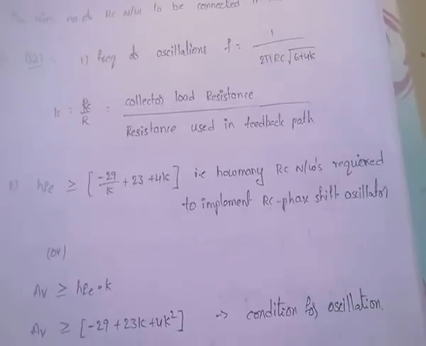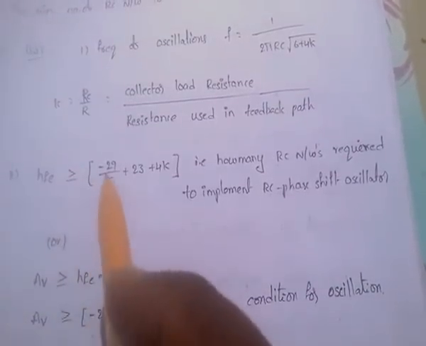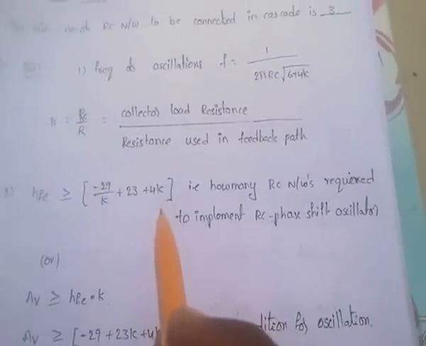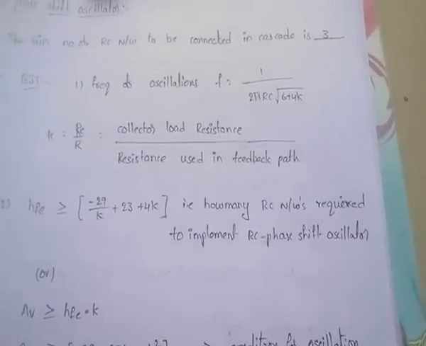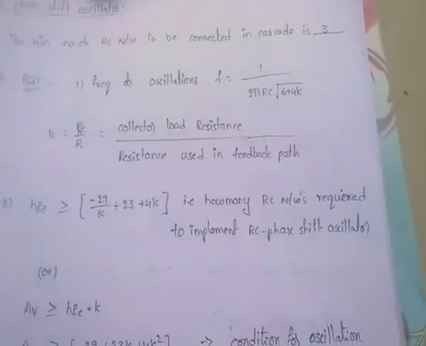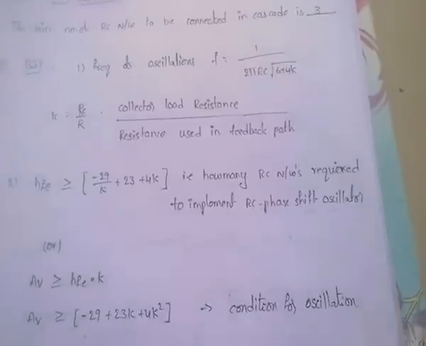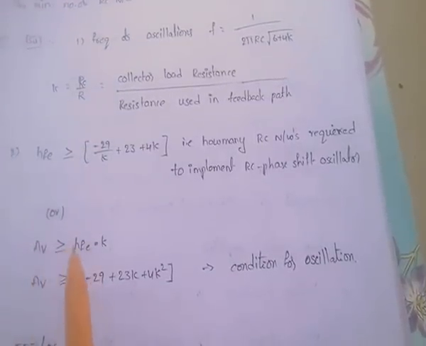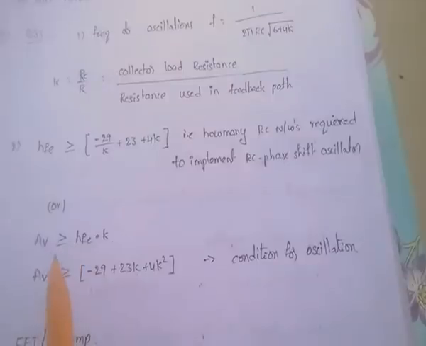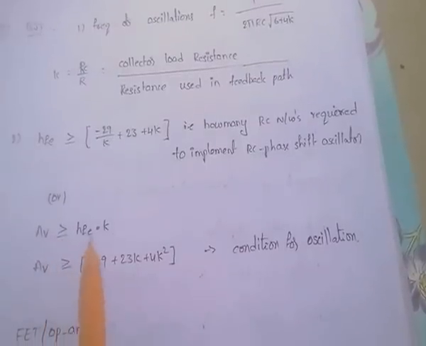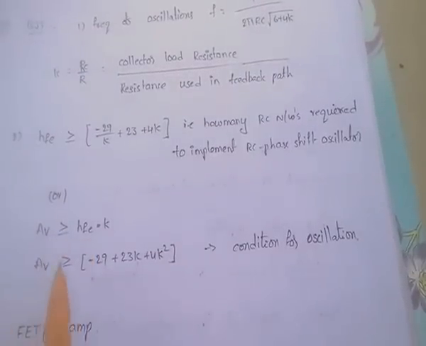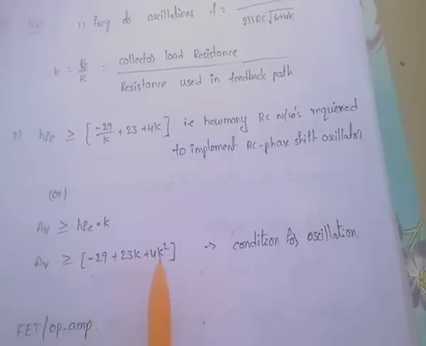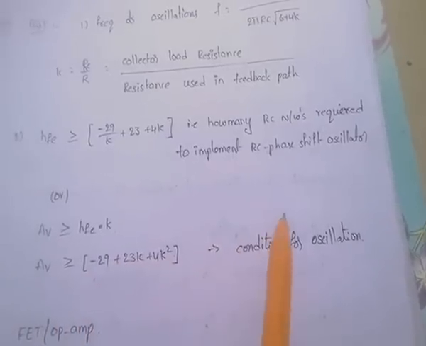HFE is greater than or equal to minus 29 by k plus 23 plus 4k. This is nothing but how many RC sections are required to implement the RC phase shift oscillator. Or, AV is greater than or equal to HFE into k, that is, AV is greater than or equal to minus 29 plus 23k plus 4k square. That is the condition for oscillation.